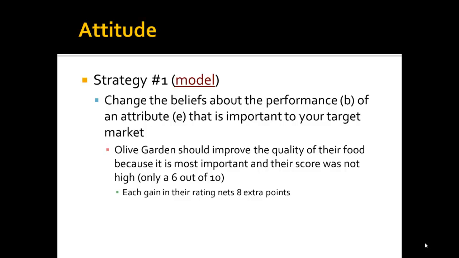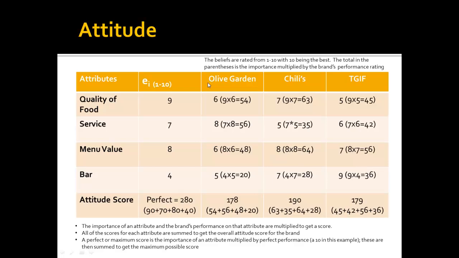And for each improvement in their rating, if they go from a 6 to a 7, a 7 to an 8, and so forth, they gain an extra 8 points, as we can see by looking at the model. So quality of food is the most important, and then Olive Garden is only at a 6. So if they were to get up to an 8, they would add 16 points. And their overall attitude score would be 178 plus 16, which would be 194, which would put them ahead of Chili's.